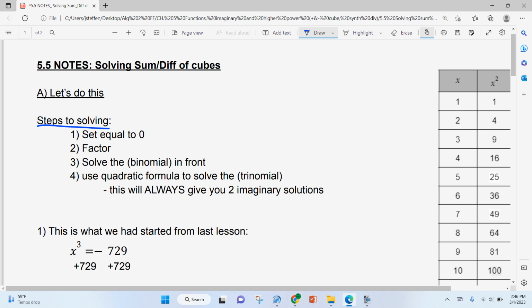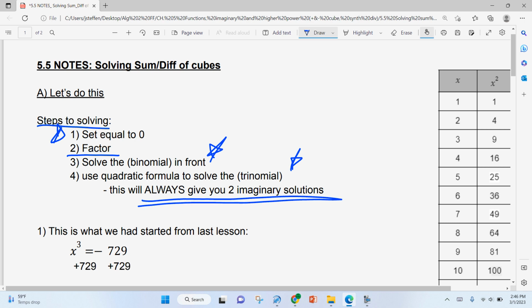Our normal procedure, the steps that I made to solve: First thing, just like any other problem, we need to set it equal to 0. Then we need to factor, just like we did in the last lesson, the sum or difference of cubes. Then we're going to solve the binomial in front first. That one's going to be hopefully pretty straightforward, nothing new. And then the last step is using the quadratic formula to solve the rest of it, the trinomial. That's going to be a quadratic, and this part will always give you two imaginary solutions.